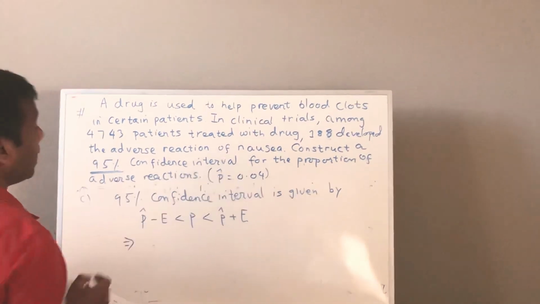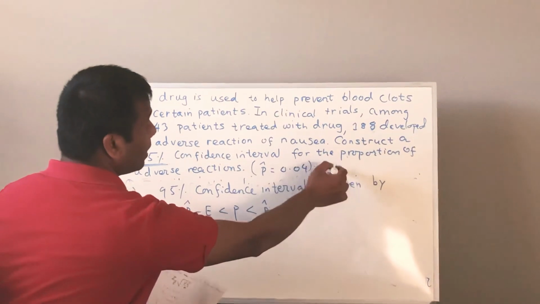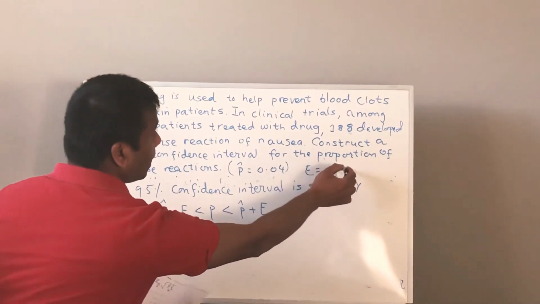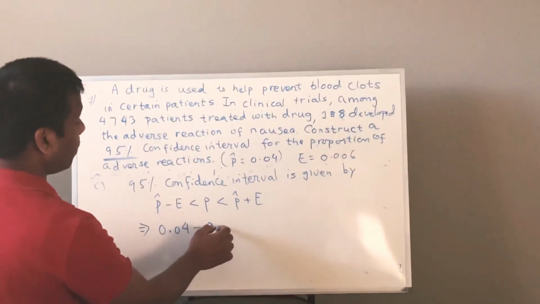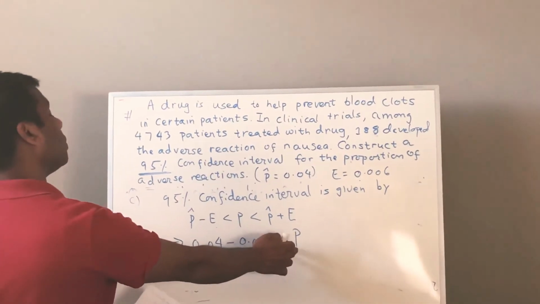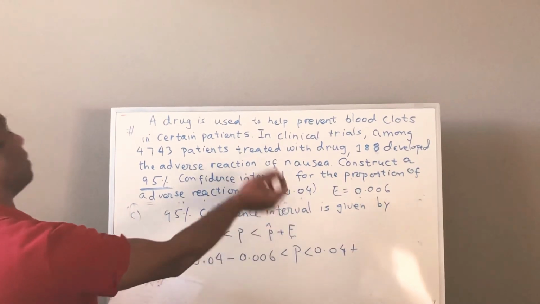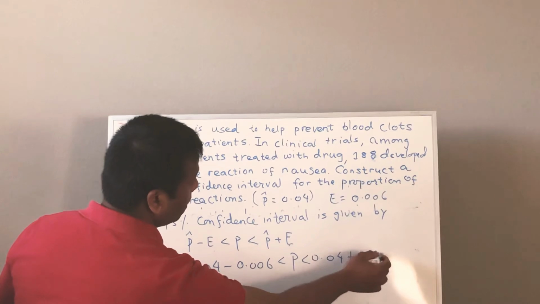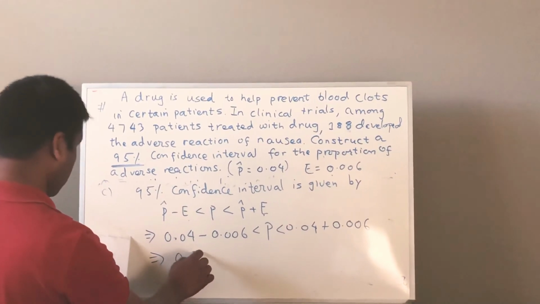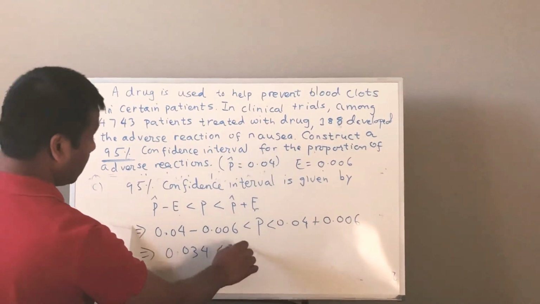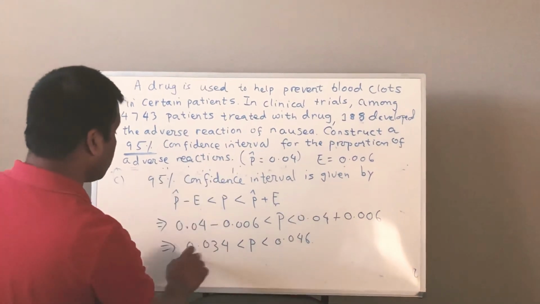So what is your p hat? In part A, we found the value of p hat, which is 0.04 minus, and remember that the margin of error we got in part B is 0.006, right? So now you subtract the margin of error 0.006 from p hat, is less than p. This is the population proportion, right? Is less than, and what is p hat? 0.04 plus the margin of error we found in part B, 0.006. And now let's do simple math. That will give you 0.034 is less than p is less than 0.046. So this is the 95% confidence interval for this problem.